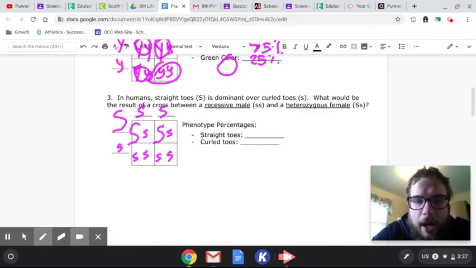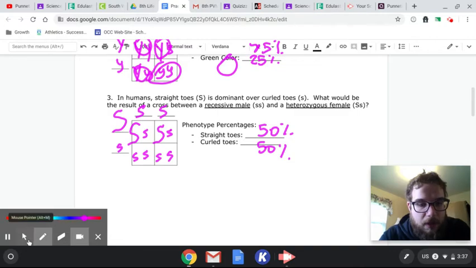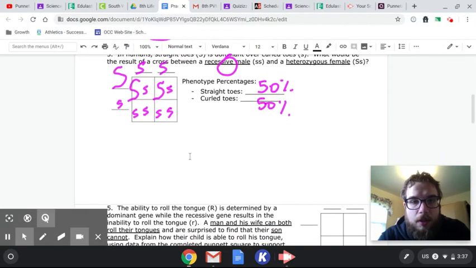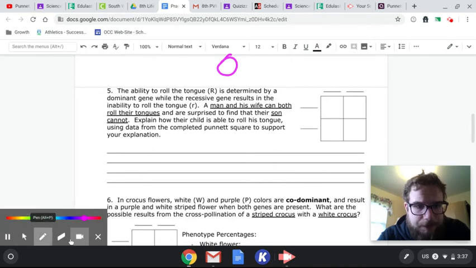So 2 out of 4 straight toes, that's going to be 50%. And then obviously we've got 2 out of 4 that are curled, so that's going to be another 50%. Basically, if you have a child in number 3 with those two parents, you've got a 50-50 shot of either having straight toes or curled toes. Lovely to think about. Let's go to number 5.